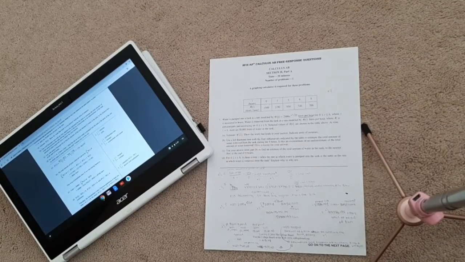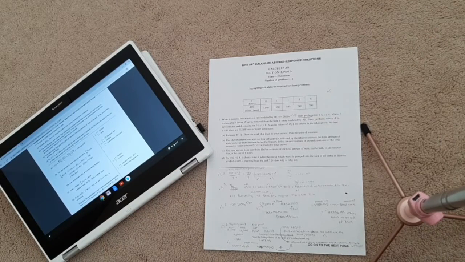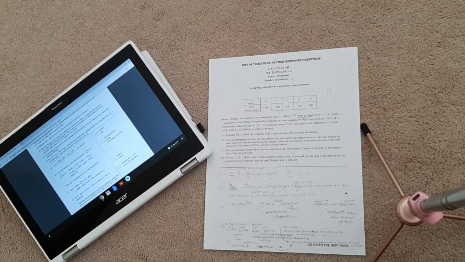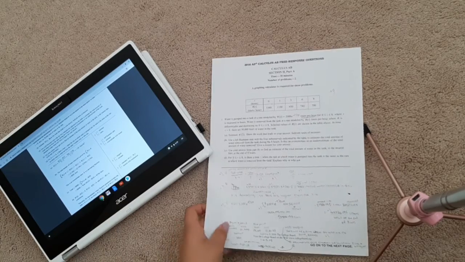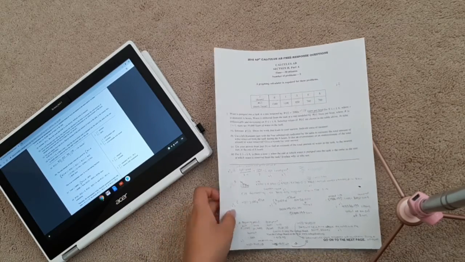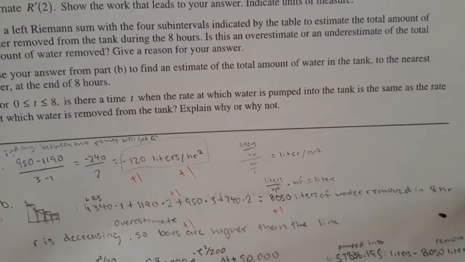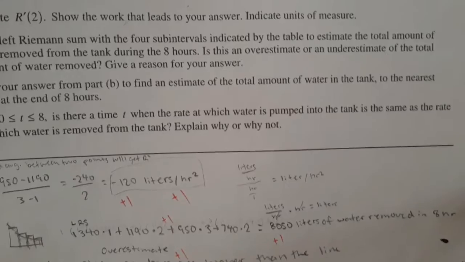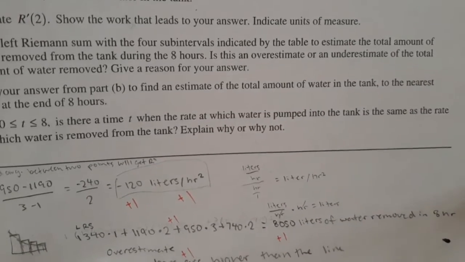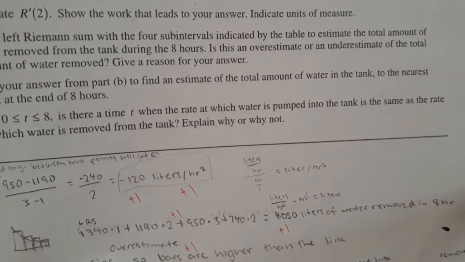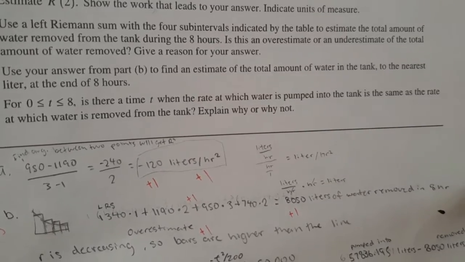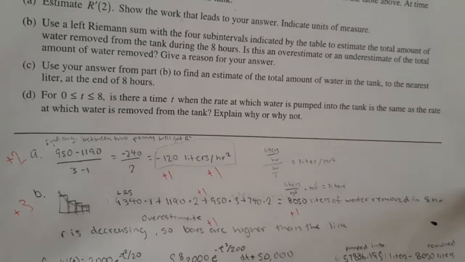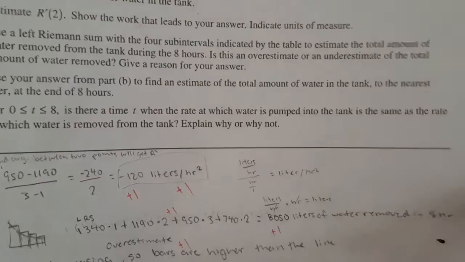And now that we've completed the problem, I'm going to show you how this is graded. I have the answer key right here. So for part A, it says you get 1 point for the estimate, and the estimate is right there, negative 120, and you get 1 point for that. And then you get a second point for providing the units, so you need to make sure you have liters per hour squared.